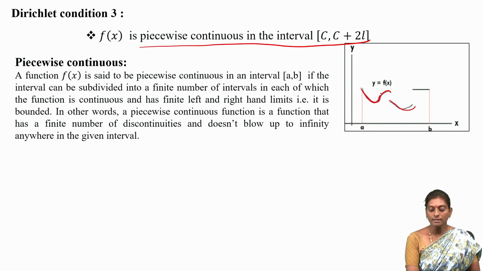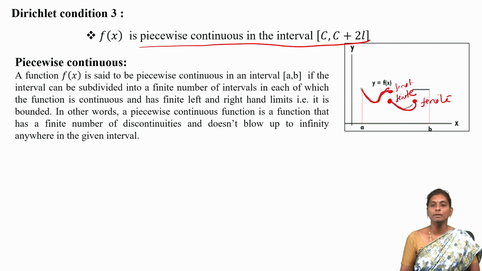So this piece must be continuous. This piece must be continuous, and also this is the right limit of this one. This curve must be finite, and this is a right limit. This is a right limit of this curve, which must be finite. And on the left, this is discontinuous. Here also finite. These values must be finite. The left limit and right limit, wherever it is discontinuous, must be finite.